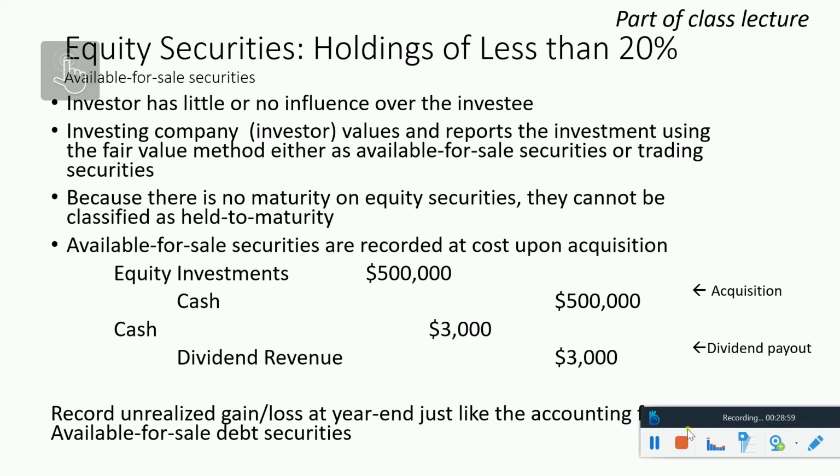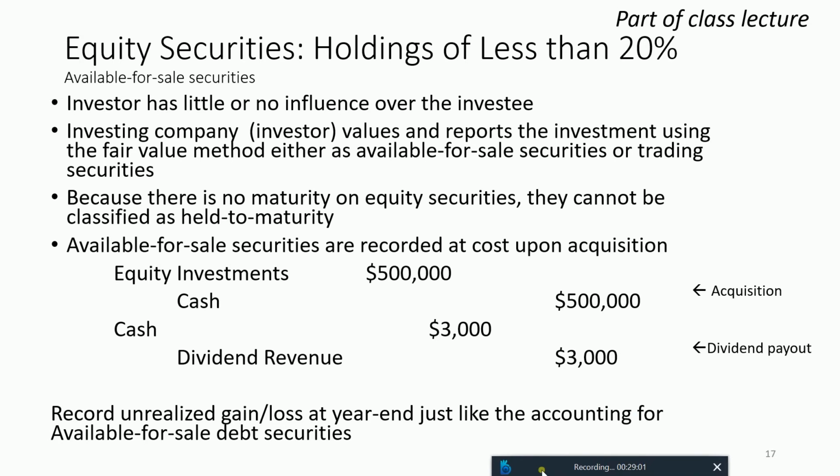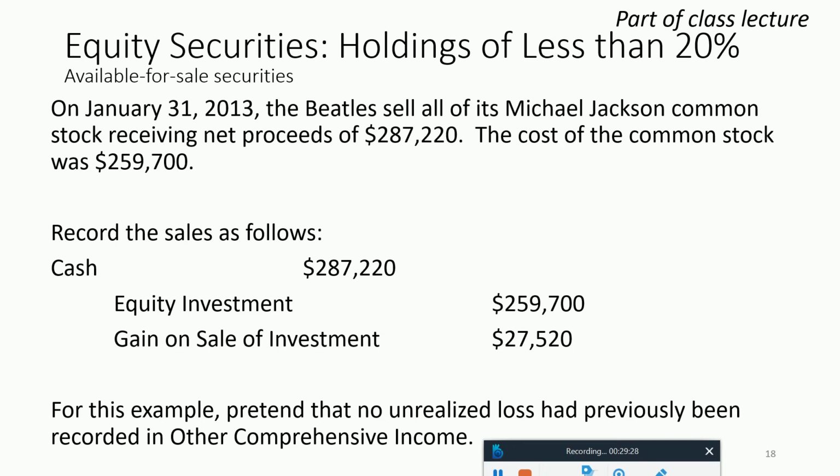And then finally, you're going to record any unrealized gains or losses at year-end, just like the accounting of available for sale debt securities. Recall that under available for sale debt securities, any changes in the fair value are going to be recorded in other comprehensive income. So on the next slide, I have an example.